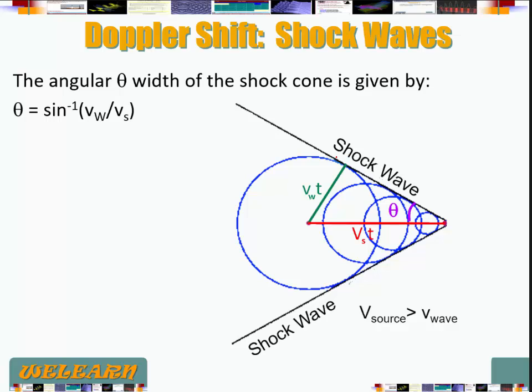Now, let's analyze that a little bit. Since the source moves with a speed Vs, at a time t, it's going to move a distance that's equal to Vs times t. That's represented in red here. Now, however, for that same amount of time, the first wave front, or the wave front produced when the source was here, had moved a distance, what's represented in green here, Vw, the velocity of the wave, times t.